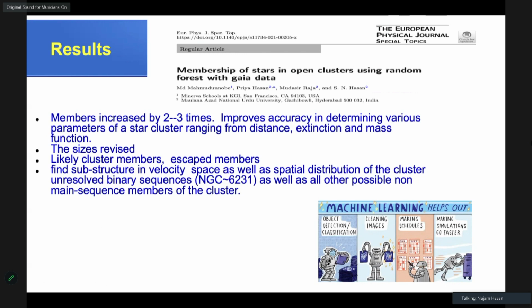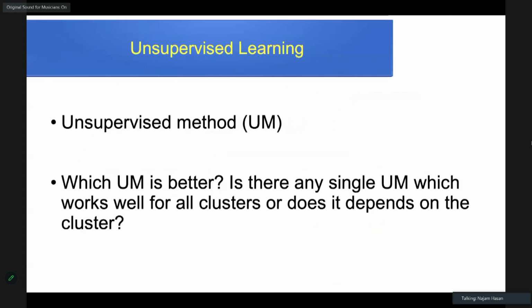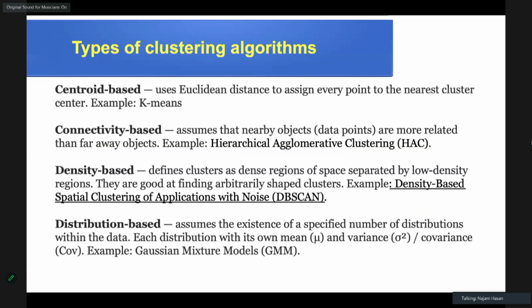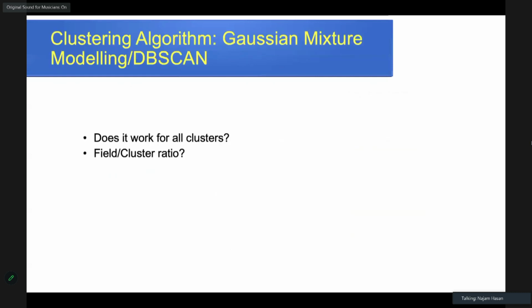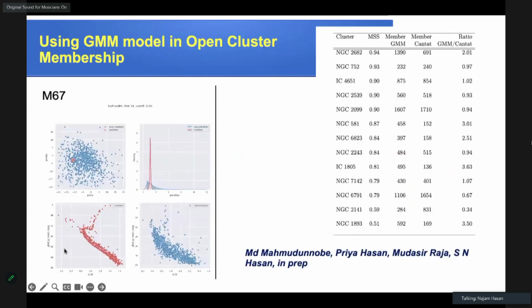For likely cluster members, we could give probability of which is the likely member or not, and which are the escaped members. So, coming to the unsupervised learning techniques, we used DBSCAN and Gaussian mixture modeling, and again we looked at 9 clusters. What you see here in the red blob is the Cantat-Gaudin one, while the blue ones are the clusters which we found.